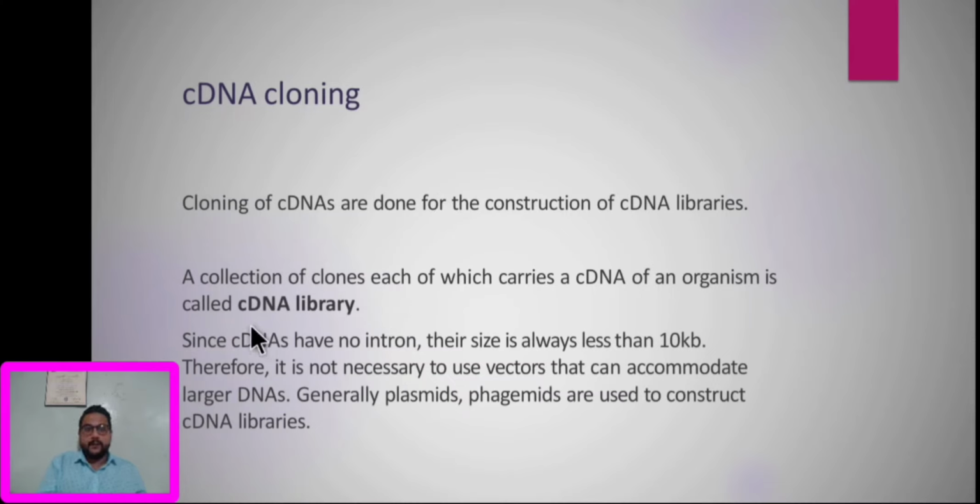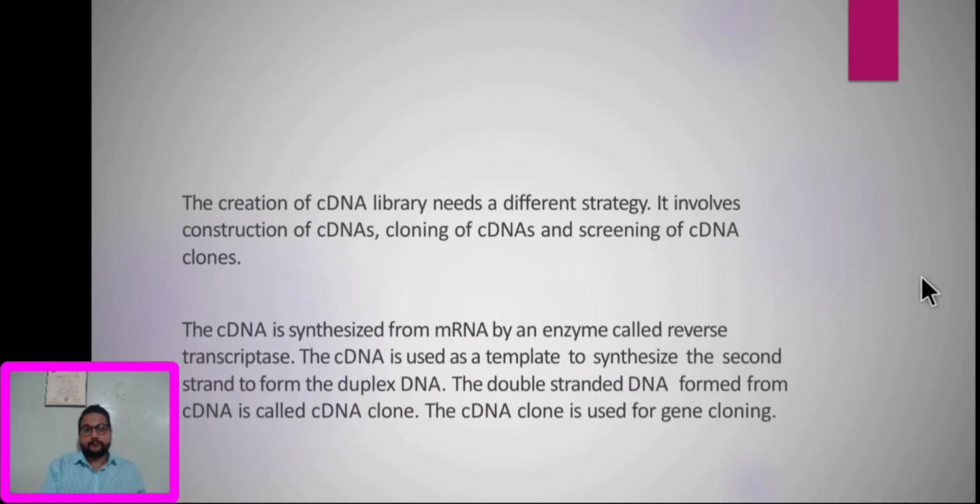Okay, since cDNAs have no introns, their size is always less than 10 kb. Therefore it is not necessary to use vectors that can accommodate larger DNAs. Generally, for cDNA cloning, plasmids and phasmids are used to construct cDNA libraries. Now the creation of a cDNA library needs a different strategy. It involves the construction of cDNAs, cloning of cDNAs, and screening of cDNA clones.